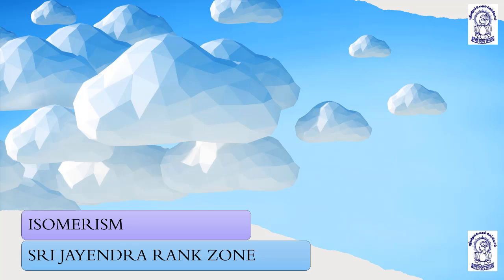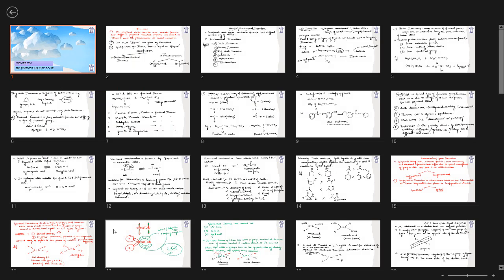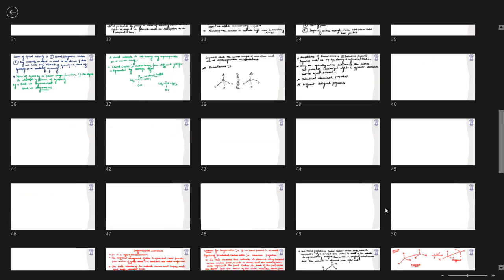My dear students, we have started isomerism and we have started the optical isomerism. Today, I'm going to start with the representation of enantiomers, that how enantiomers are represented. Enantiomers, they are the non-superimposable mirror images.